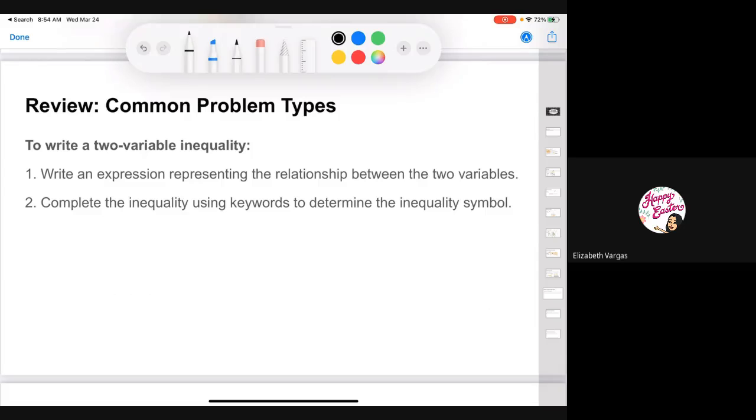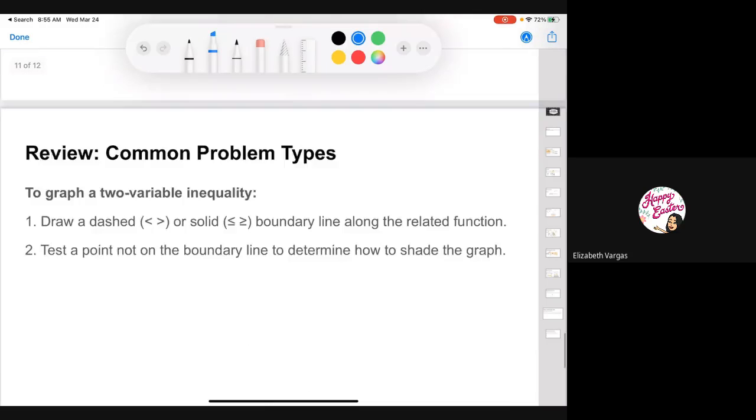So what type of problems might we encounter? We might be asked to write an equation representing the relationship between two variables and then complete the inequality using keywords to determine the inequality symbol. You might be asked when something is exactly an amount, greater than an amount, less than an amount, greater than or equal to, or less than or equal to. So you may be asked to create an equation and know which type of inequality symbol to use. That's one type of problem you might encounter.